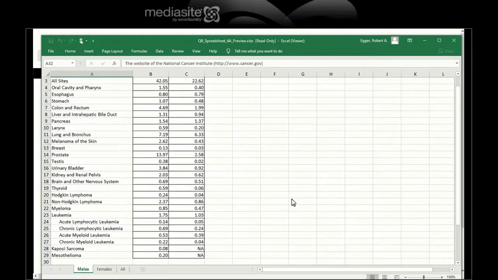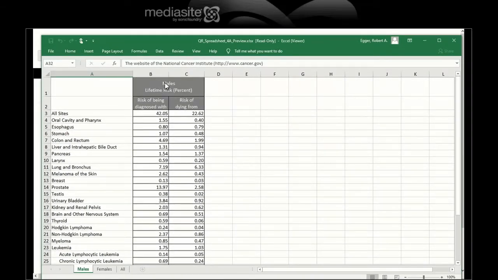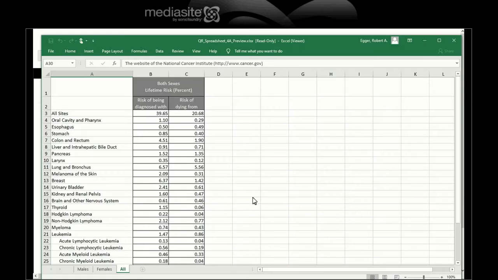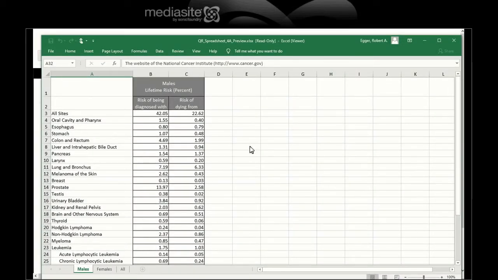We're not going to need this, so let's get rid of it. All right. So we have two tabs, one for data for males, one for data for females, and one with both combined. They all have a similar layout. Basically, it's lifetime risks: risk of being diagnosed, and risk of dying from it. Now, do note that to have a risk of dying from it, you had to have had it.